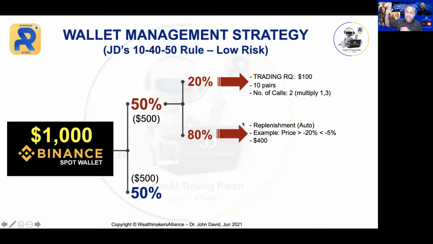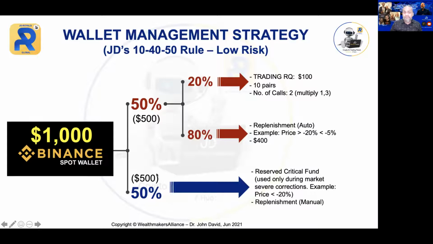And let's say the market further goes down below 20%. All right, below 20, what can you do? Now you have another 50%, $500 reserve for the critical. This is your critical fund. So you're going to use this critical fund. This is your critical reserve fund that you can use now to do manual replenishment.